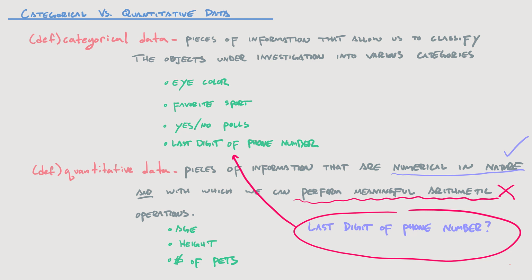So sometimes you really have to ask yourself, is this truly quantitative data? Like a social security number, right? For example, that's not really quantitative data. That's categorical because it's an identification, not necessarily something that you're going to use to calculate with.